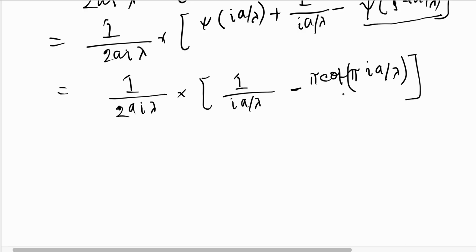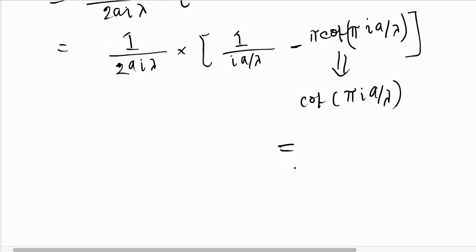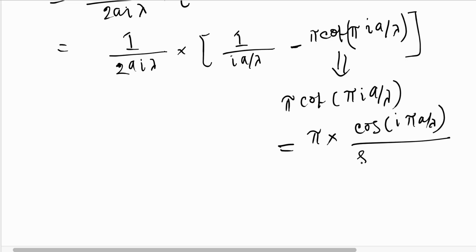Now we will expand this cot pi z, cot of pi ia by lambda. I can write it this way: pi cot pi, which is cos of i pi a by lambda over sin of i pi a by lambda.